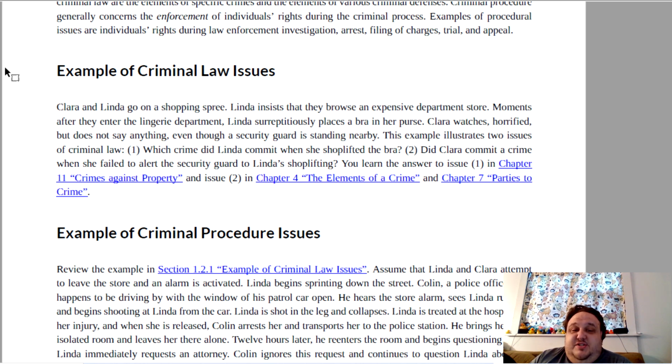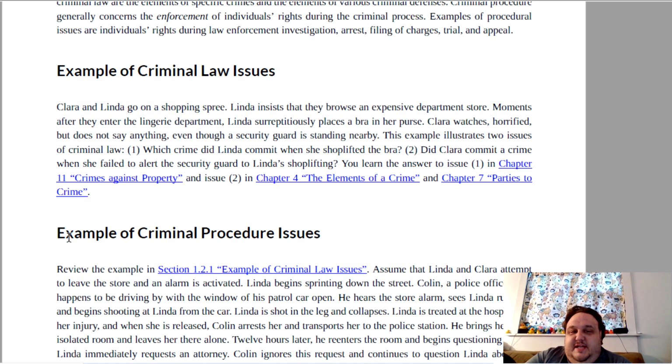This example illustrates two issues of criminal law. The first is, what crime did Linda commit when she shoplifted the bra? And then secondary, did Clara commit a crime when she failed to alert the security guard to Linda's shoplifting? Obviously, you're going to know more about that as you read, but yes, there are some issues, not just with the fact that Linda shoplifted, but that Clara did commit a crime. She was an accessory to a crime by not turning someone in.